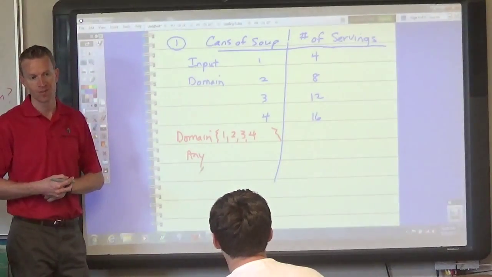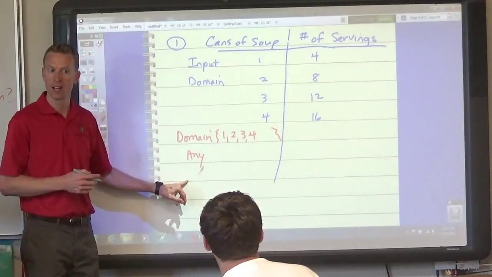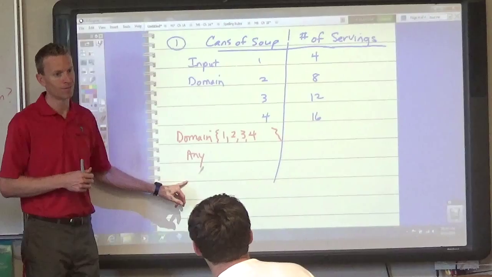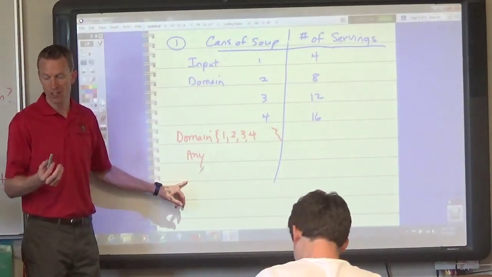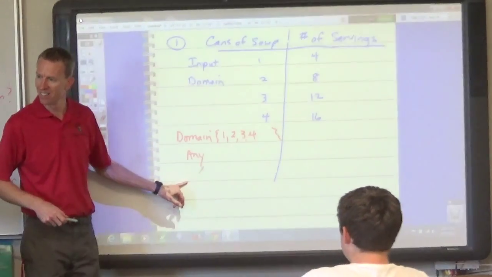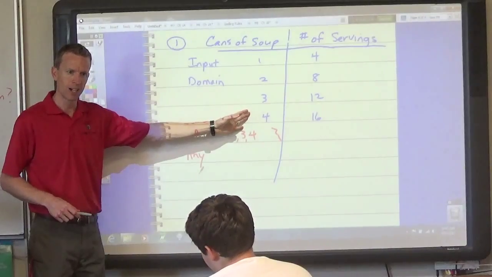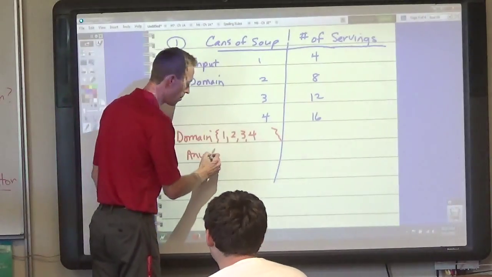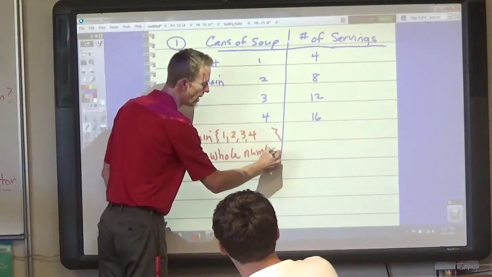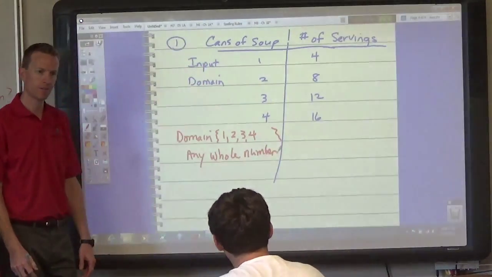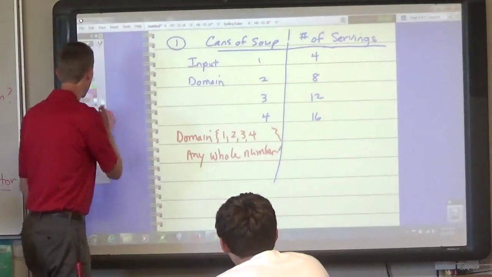What is a reasonable domain for cans of soup? Any integer? Any irrational number, any whole number, right? It can't be any integer, we can't have negative cans of soup. Right? So any whole number is what we would write as a reasonable domain. Okay? Any whole number.